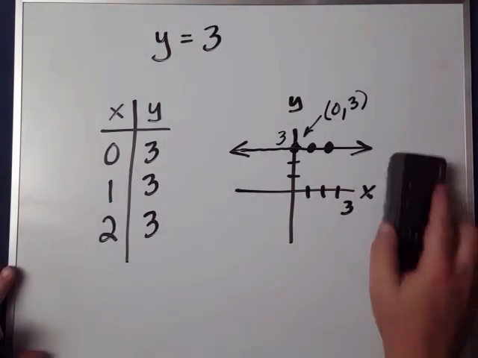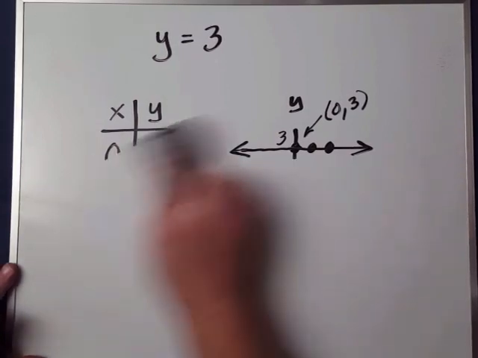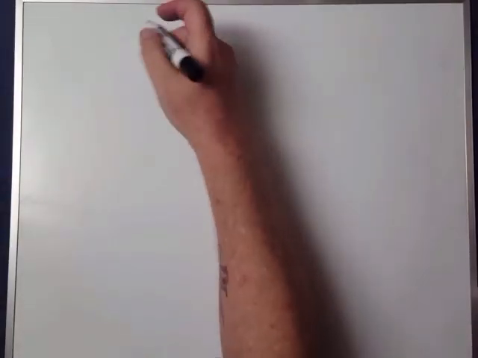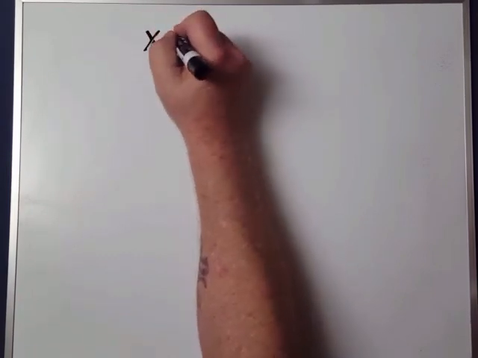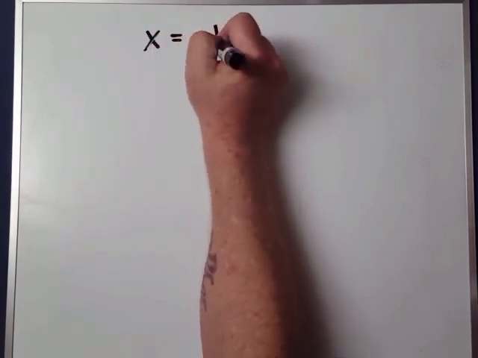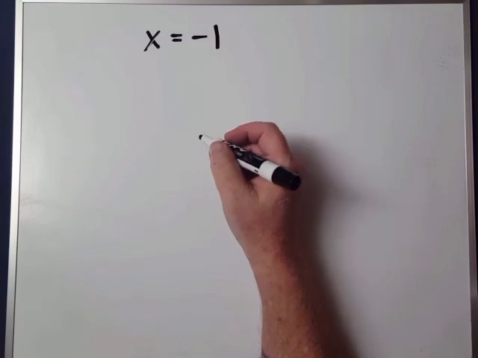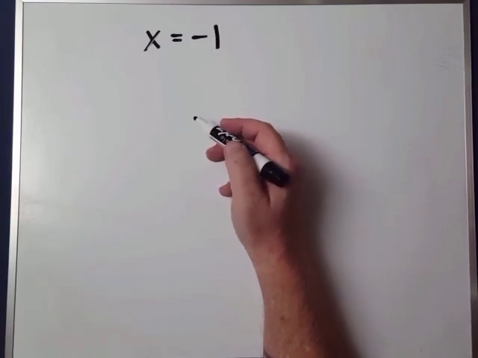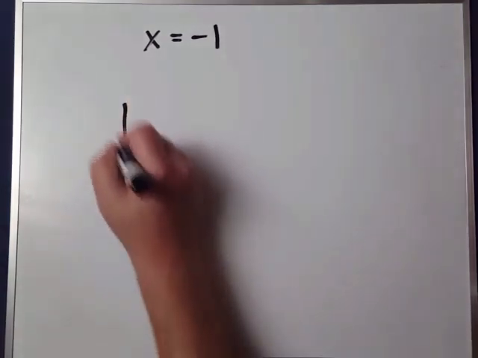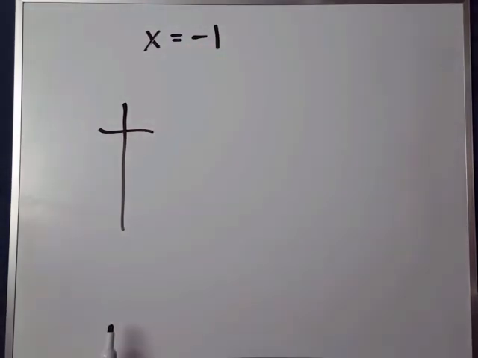So I want you to try the next one without me. Number 54. I want you to do number 4. Graph the equation x equals -1. Considering that that is an equation in two variables, graph that line. Go ahead and pause, and then come back and we'll compare answers.